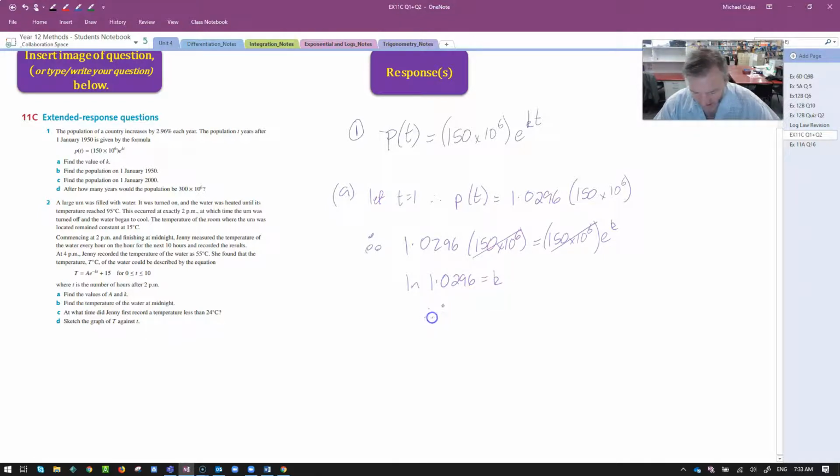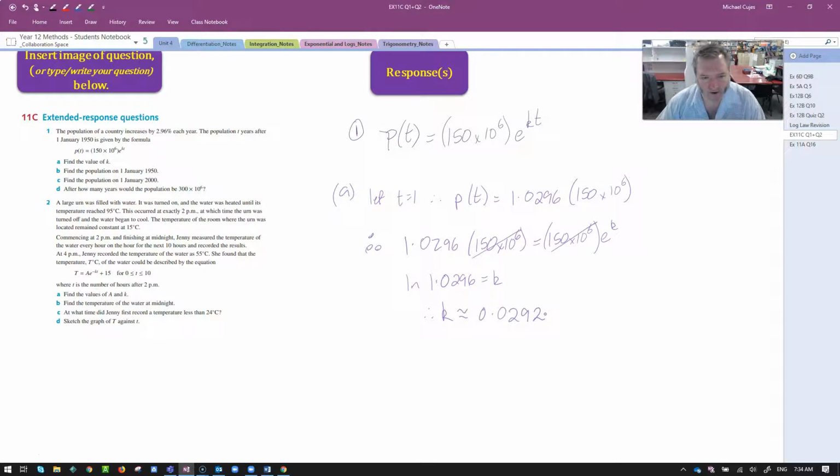You're going to need to get out your calculator for this. If I go the natural log of 1.0296, it indeed equals 0.0291. It doesn't say how many significant figures to go to there. Well, actually, I'd say 0.0292 would be better, because there's a 7 after the 1. That will work for me, and hopefully you too. So there's our value of k.